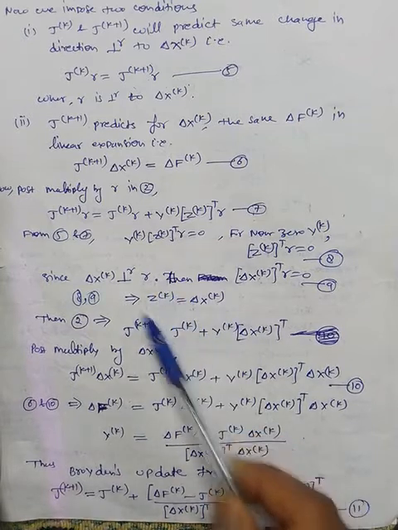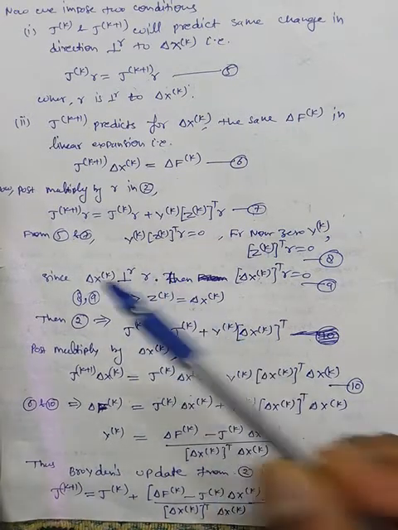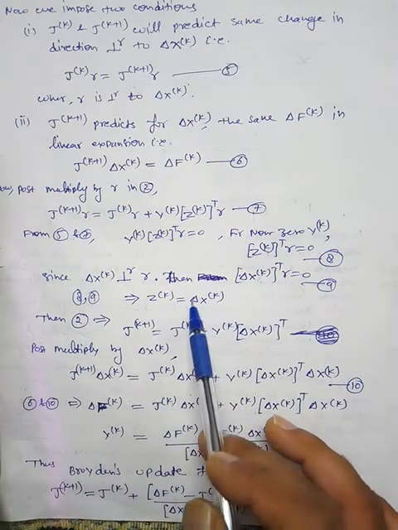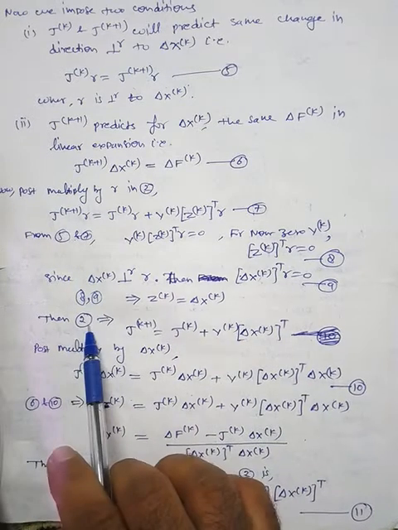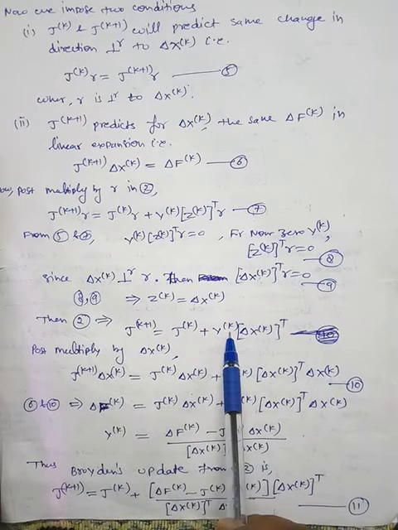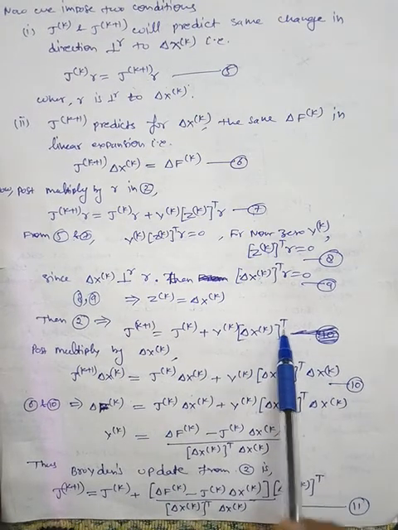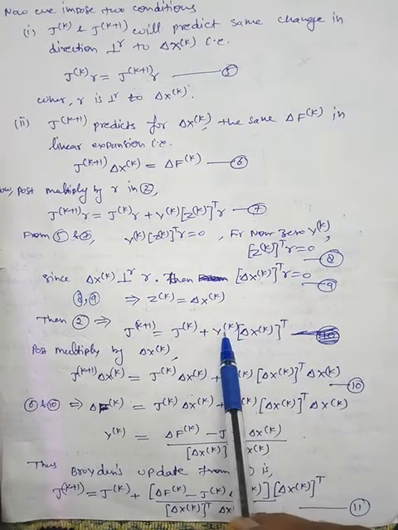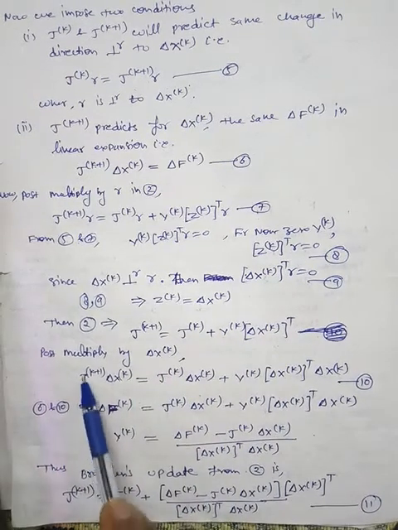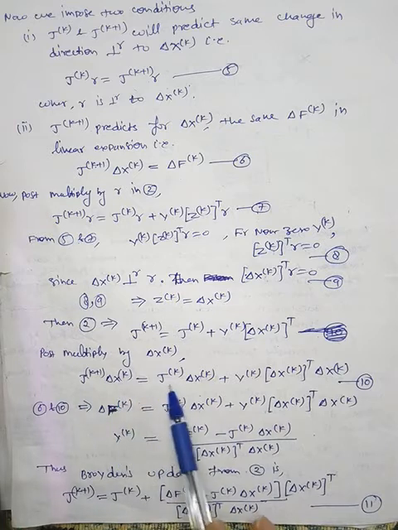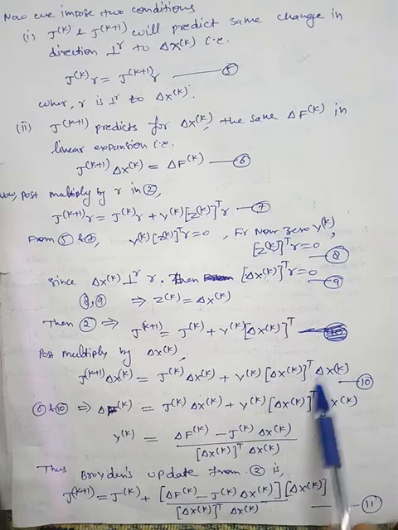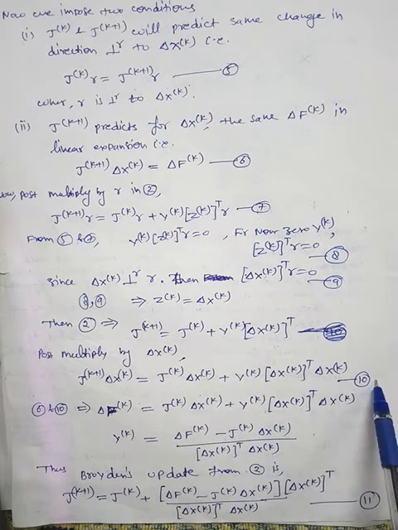So now we have zk. Now the unknown is yk. So put this zk, which is equal to delta xk, in equation number 2. So in equation number 2, we get jk plus 1 is equal to jk plus yk delta xk transpose. Now the unknown is yk. Now post multiply by delta xk in this equation. So what we will have? Jk plus 1 delta xk is equal to jk delta xk plus yk delta xk transpose delta xk. This is equation number 10.